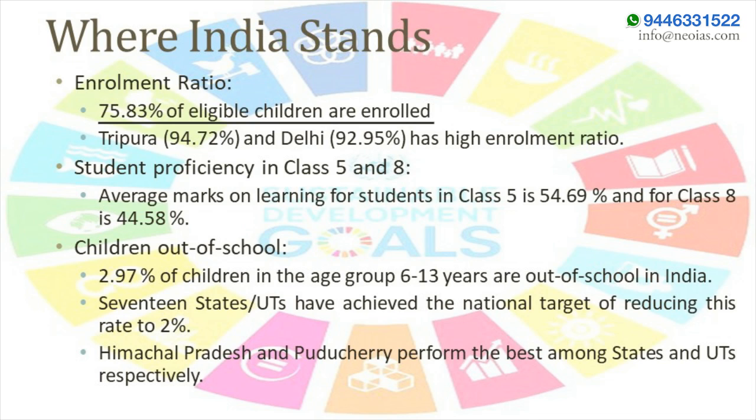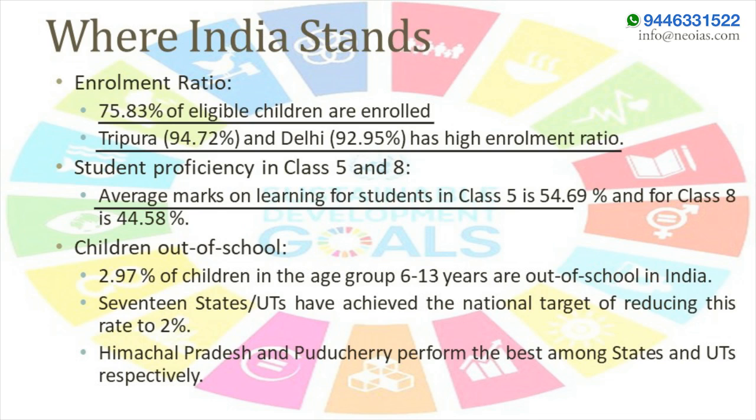Among the states, Tripura has the highest enrollment ratio of 94.72%, while Delhi leads in UTs with an enrollment ratio of 92.95%. Next, on student proficiency in class 5 and 8. Average marks scored on learning outcomes for students in class 5 is 54.69% and in class 8 is 44.58%.